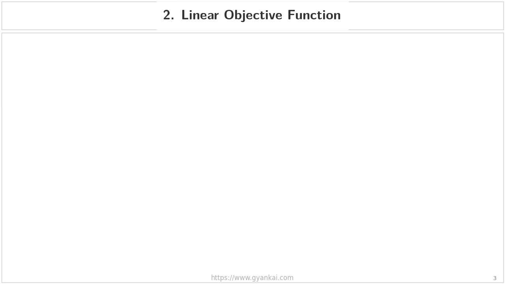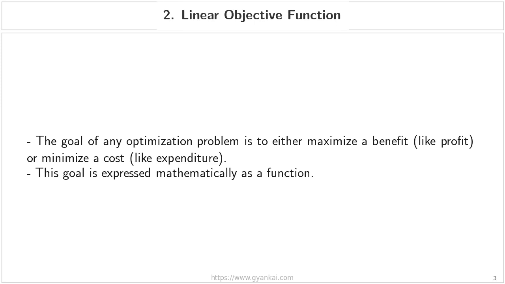2. Linear objective function. Think about the purpose of any optimization problem. In the real world, we aren't just calculating numbers for the sake of it. We are trying to achieve a specific goal. Usually, that goal is to either maximize a benefit, such as increasing profit, or to minimize a cost, such as reducing total expenditure. To solve this mathematically, we express this goal as a specific function.